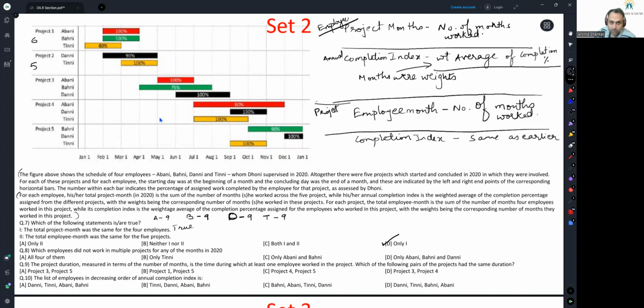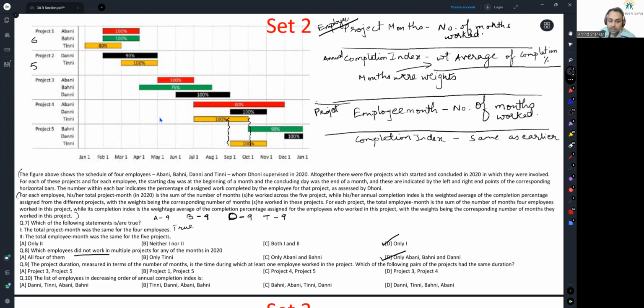At this July starting point, you can see one project is ending and then a new project is starting. There is no overlap. There is not a single day on which Abani was working on 2 projects. So Abani is there. Then let's look at the green ones. No overlap here. So Abani and Bani, both should be in our answer. Let's look at Danny. Black ones also don't have any overlap. But when it comes to Tini, the yellow ones, hopefully you can see in the September to October month, there is an overlap. So apart from Tini, everyone should be counted. Which employees did not work in multiple projects? Only Abani, Bani, and Danny. Basically 3 out of 4.